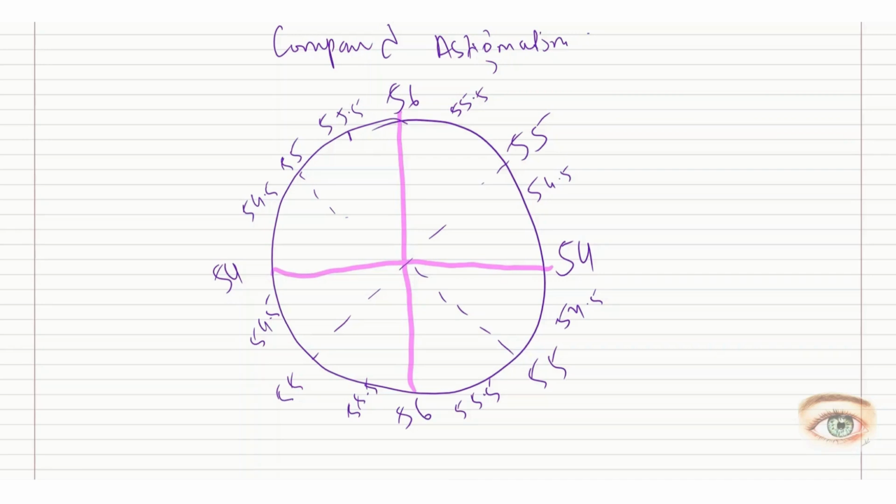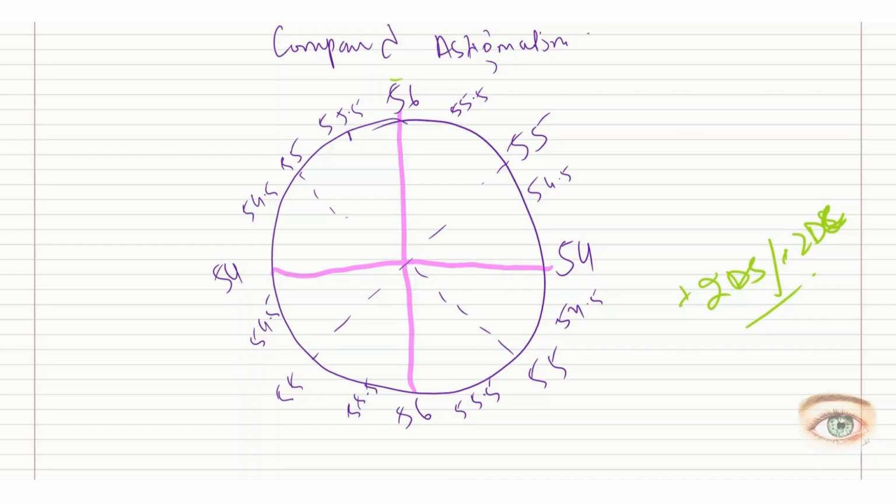Now, what am I going to do? Either I'm going to place a plus 4 diopter sphere with a minus 2 cylinder, or I'm going to place a plus 2 sphere with a plus 2 cylinder, which is the idea of compound astigmatism. So I'm going to discuss this possibility right now.